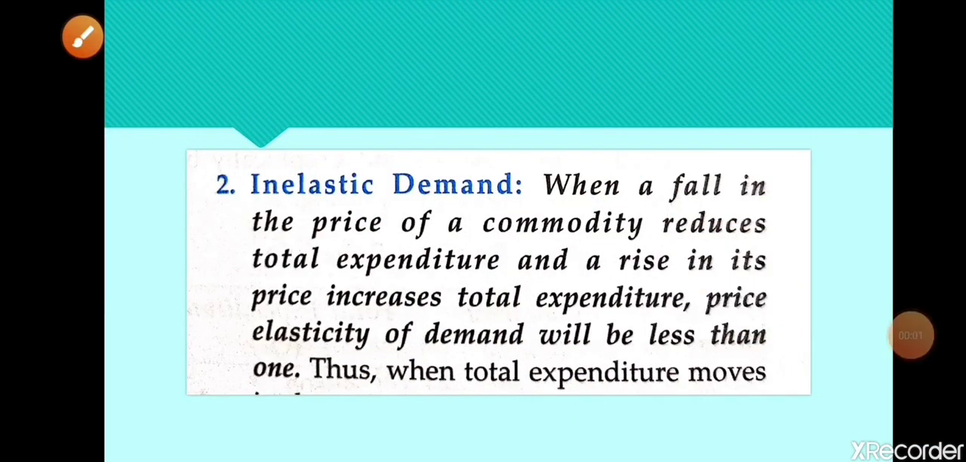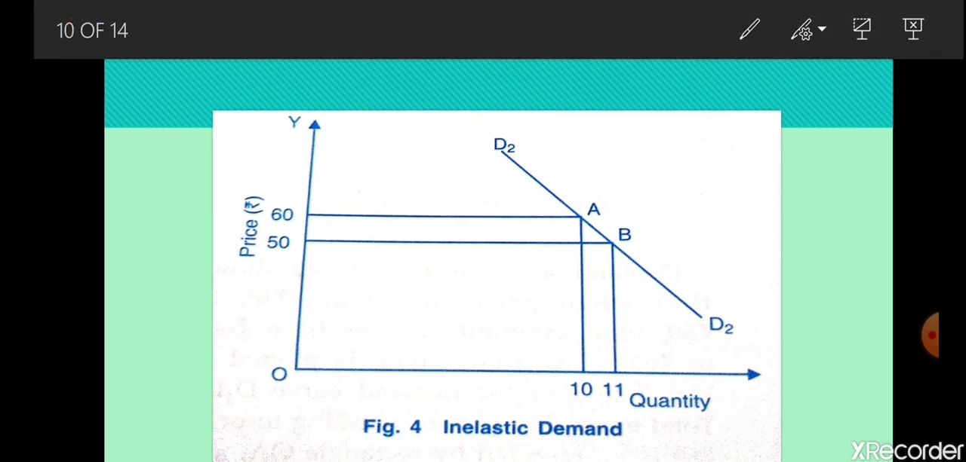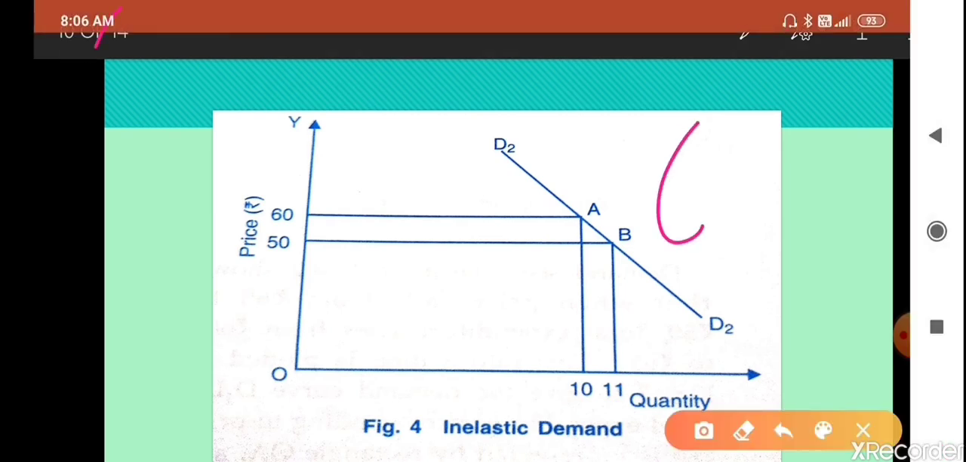So we were discussing inelastic demand. If a fall in the price of the commodity reduces the total expenditure on the commodity, then demand is considered inelastic demand. So for example, we can understand in this graph we have shown that the initial price is rupees 60 and the new price is 50. Initial quantity is 10 and new quantity is 11.